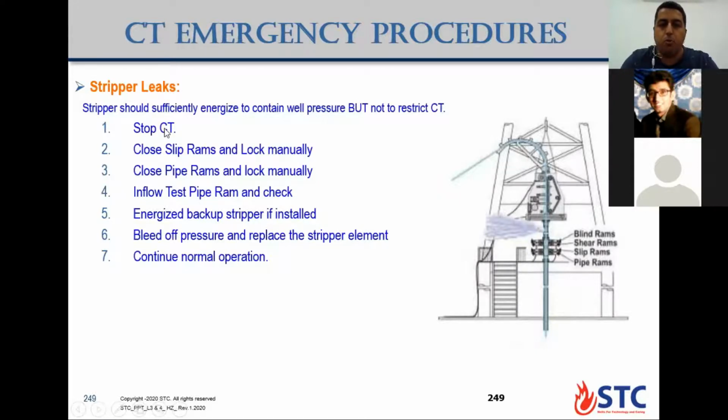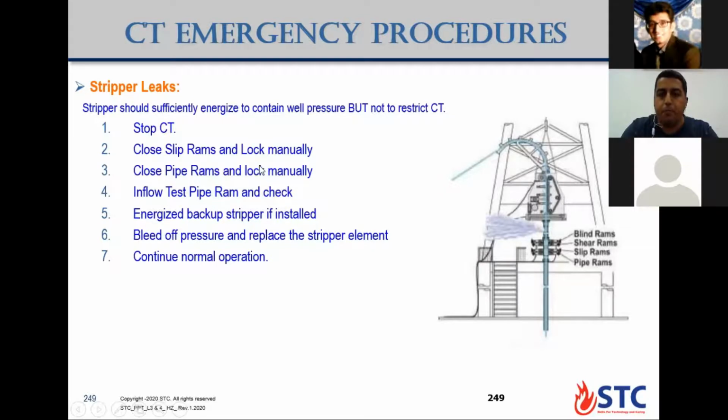So first you will stop coiled tubing movement. Why do you stop? To activate the BOP. You will close slip and pipe rams and lock manually. You will make an inflow test to check there is no pressure build up below the closed pipe ram. Okay, let me continue this one and I will take your question.